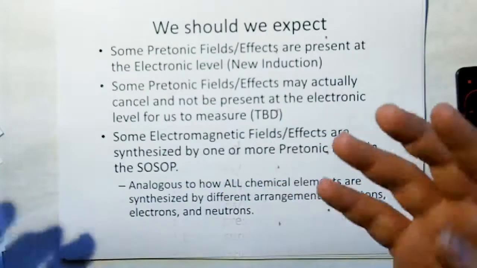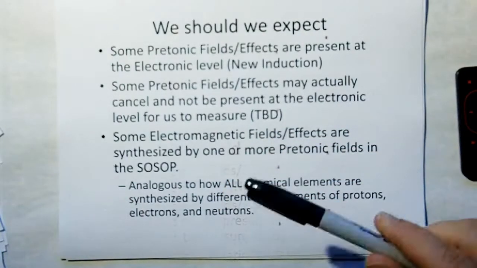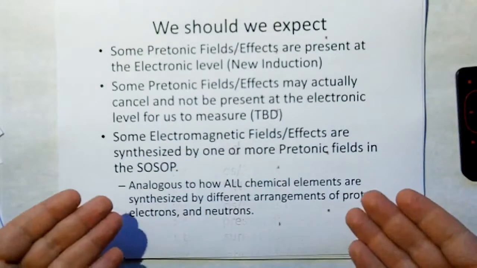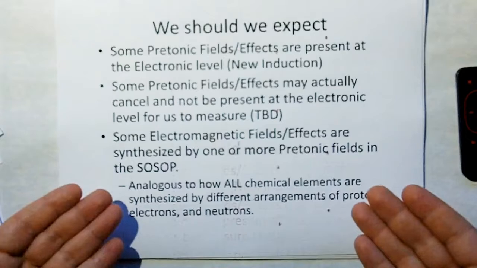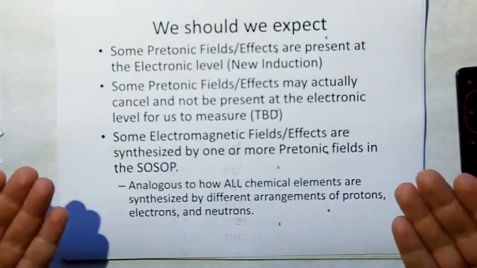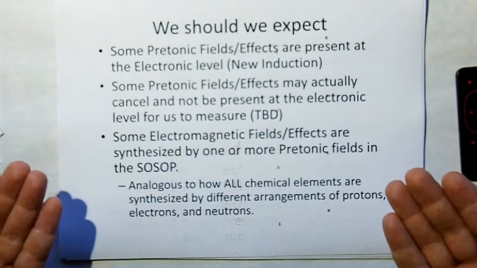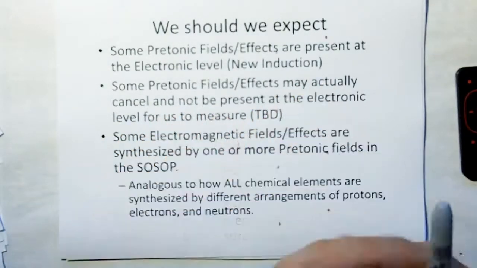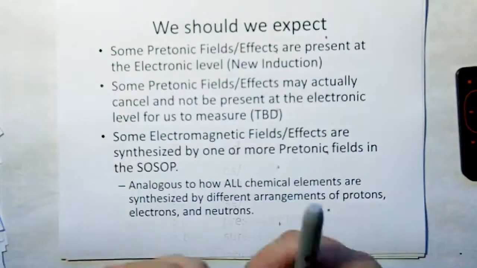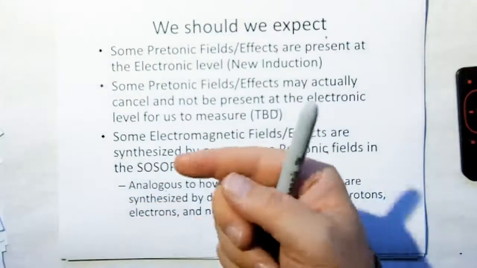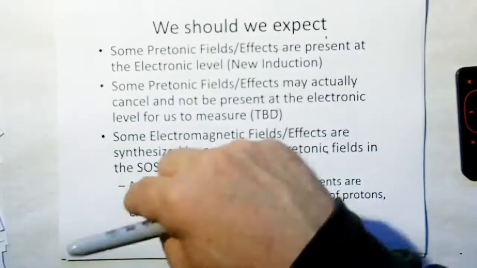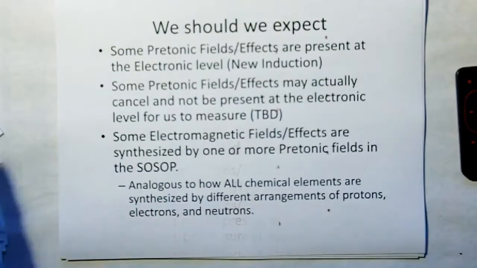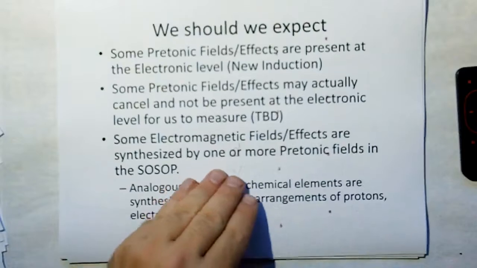And this is analogous to how all chemical elements are synthesized by different arrangements of protons, electrons, and neutrons. You have basically 3 little particles that can synthesize everything from gold to water to whatever. It's just how you arrange them. And that's the same thing that I'm making with fields: the electronic fields that we measure are the synthesis of the pretonic fields as the pretons do their dance. And they basically, like Rumpelstiltskin, weave the fields that we measure at the electronic level.